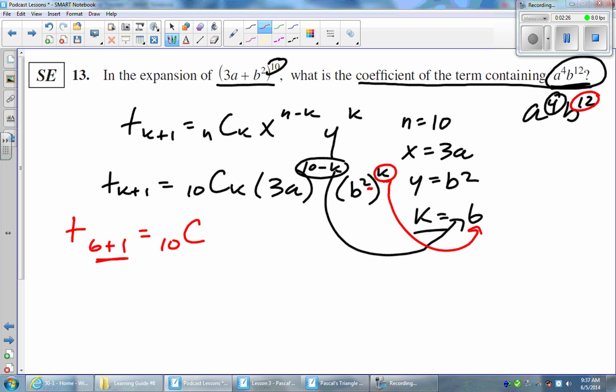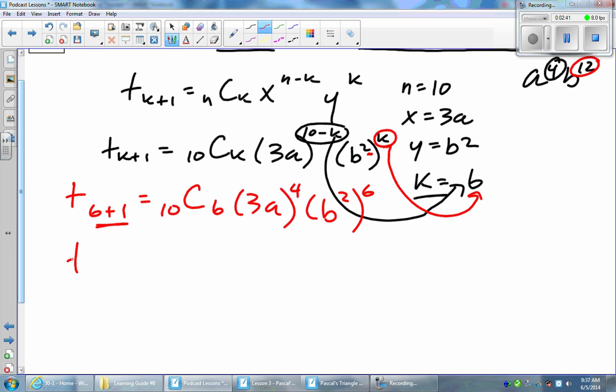10 choose 6, (3a) all to the power of 10 minus 6, which gives you 4. Then we have (b^2) to the power of k, which is just 6. From here, we just simplify and determine the coefficient that way. So term 7 is equal to 10 choose 6, which is 210, times (3a)^4. Remember that 4 applies to both numbers here. So 3^4 gives you 81, and then a^4 is the variable. (b^2)^6 gives you b^12.